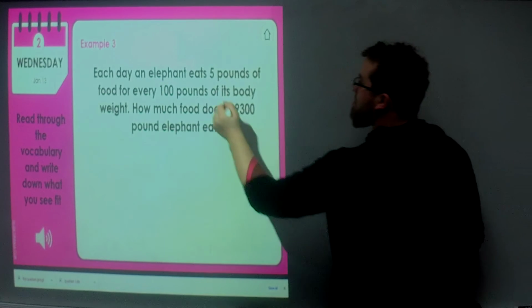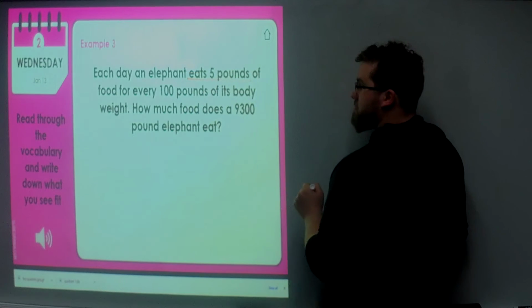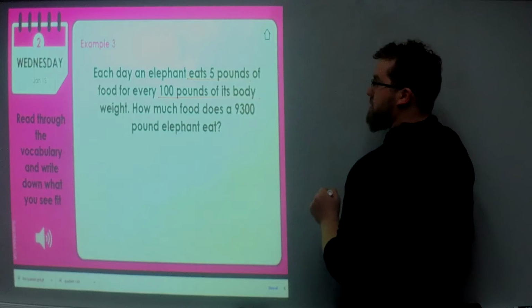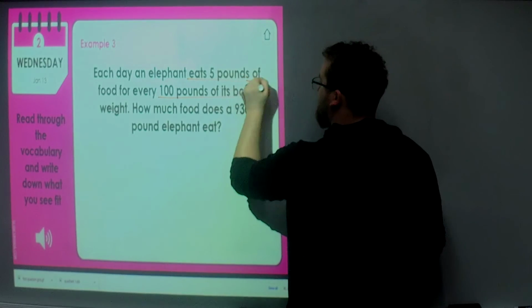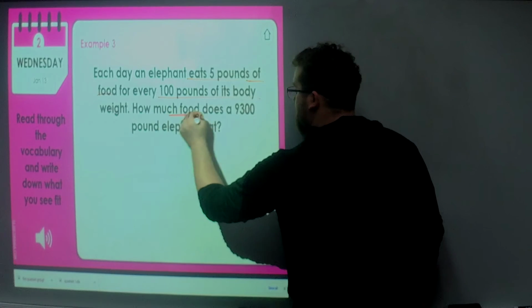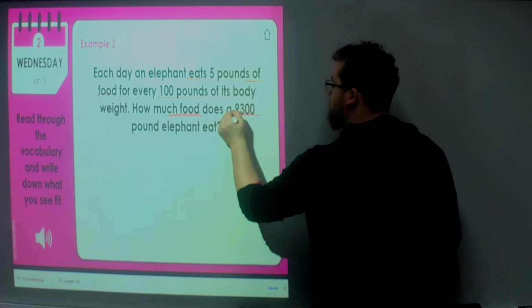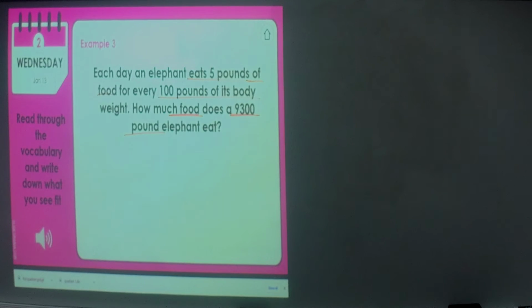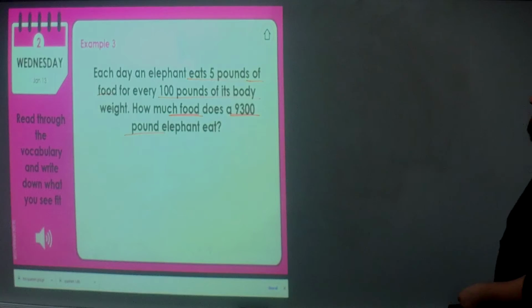Well, eats 5 pounds for every 100 pounds of its body. And I'm even going to go a little farther and say pounds of food. How much food does a 9,300 pound elephant eat? So I want to know how much food it eats. So we have to set this up as a proportion.